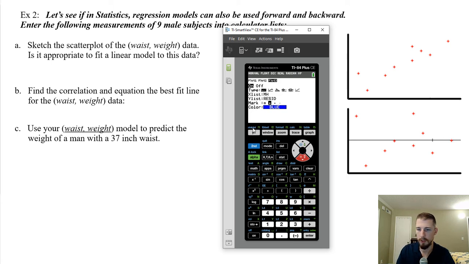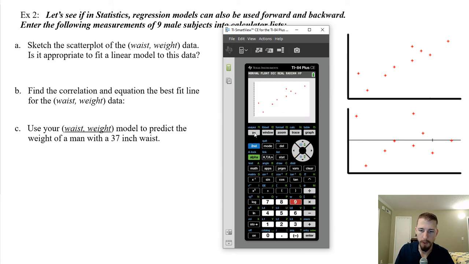My x list, to sketch the scatter plot of the waist to the weight. The waist was the list 1 that I put in first, so that would be second one. And then the y list, the response variable, will be the weight, which is list 2. I'm going to use red, though it really doesn't matter what color you do. Anyway, then hit zoom 9.